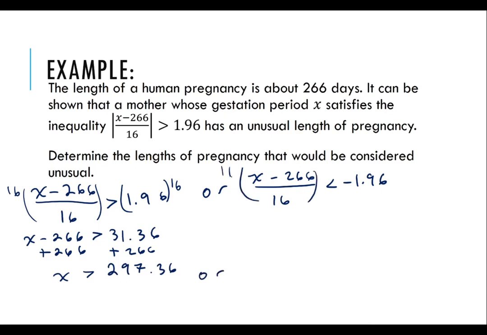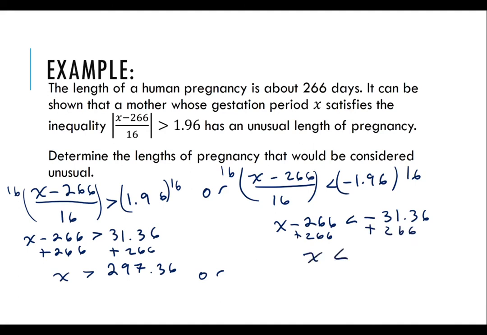Or solve the other side. Multiply both sides by 16. I get that x minus 266 is less than negative 31.36. Then add 266, add 266. We get that x is less than 234.64 days. And so that means that a baby that isn't born before 297.36 days is a little late, and a baby that's born before 234.64 days is a little early.